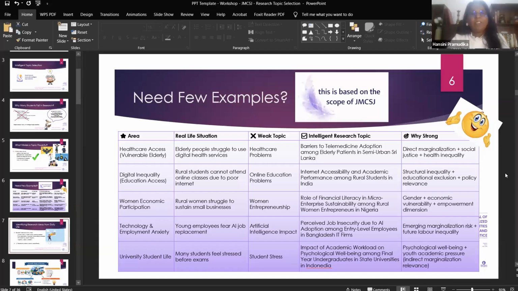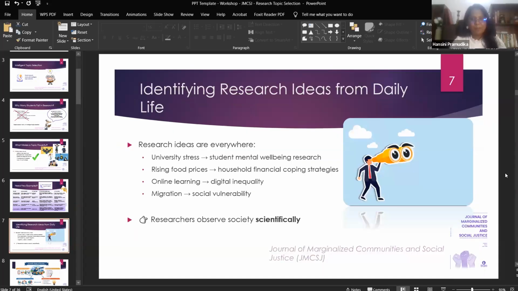Right. Identifying research ideas from daily life, right? This is very practical. So if you think carefully, if you focus very well, you may find plenty of research ideas existing around you, maybe in your office premises, maybe your university, maybe in your family, everywhere, right? Research ideas are everywhere, right?